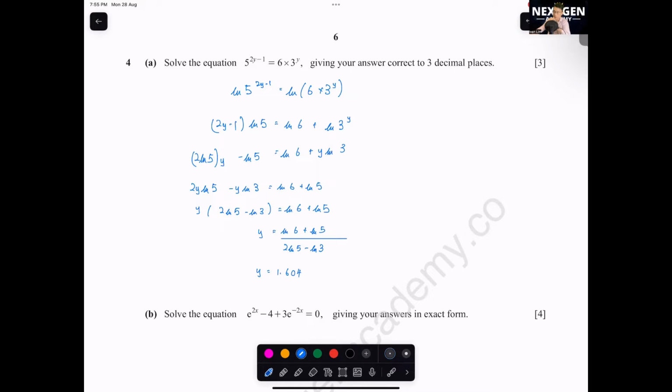You don't round it up to 3 SF. This one, the question says to 3 decimal places. So 1.604.